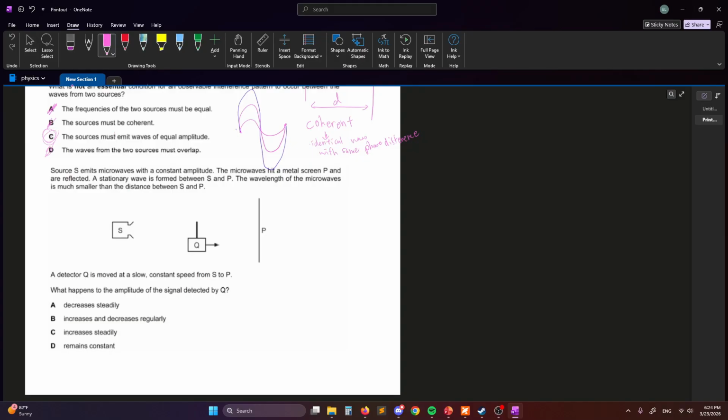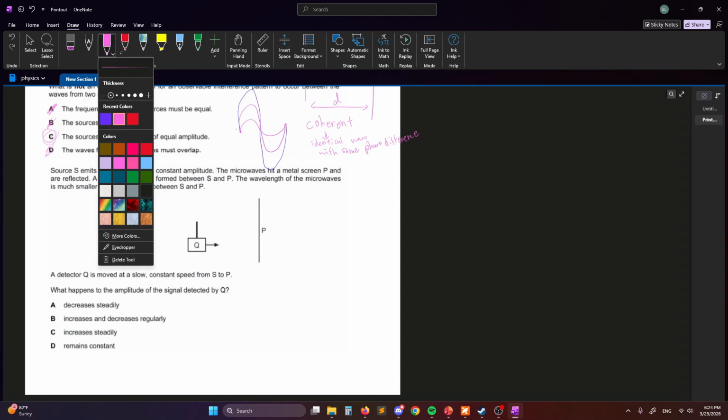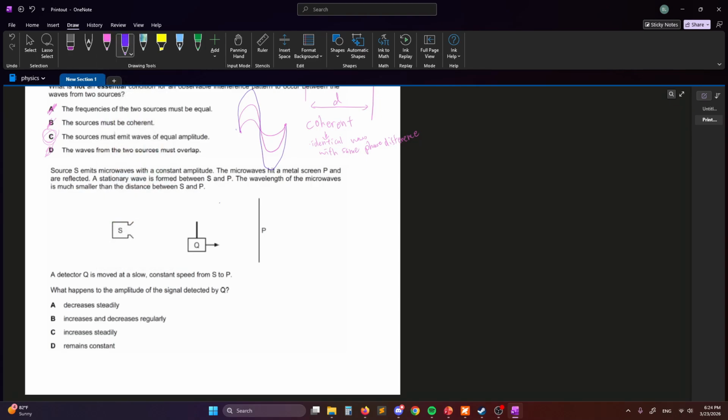All right, so let's actually draw the thing. Actually, I'm gonna do pink and blue. Okay, so we know it's a standing wave, right? So it's gonna be from node to node. Now if we draw the wave, oh god, that's not equal amplitude. Just assume it's equal amplitude across.